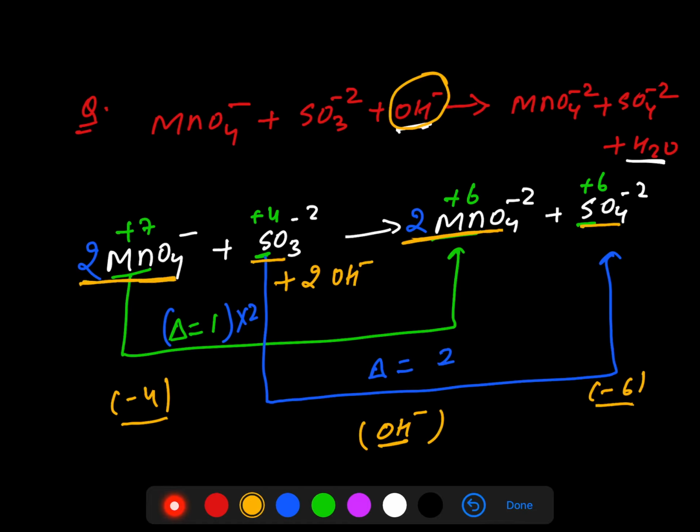Next, balance oxygen. 8 oxygen from here, 3 here, total 11, plus 2, 13 oxygen. On the right hand side, 8 oxygen plus 4, 12 oxygen. So if we add 1 H2O, oxygen will get balanced. Check hydrogen, it automatically gets balanced: 2 hydrogen, 2 hydrogen. This is your balanced redox reaction, with 2 over here and 2 over here. So this is how you balance the redox reaction using the oxidation number method.